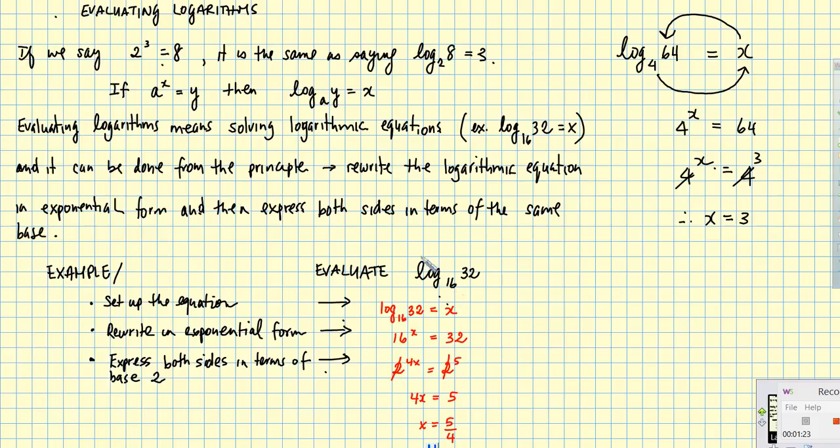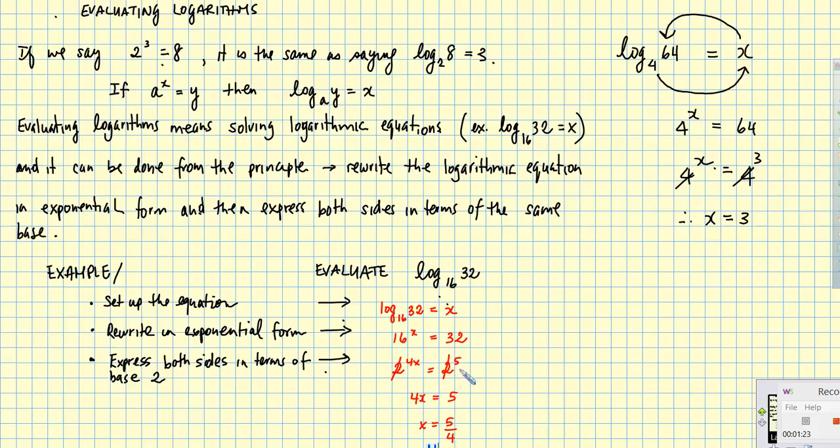For example, if I had evaluate log base 16 of 32, so what the question is asking, 16 raised to the power of what is going to give me 32? So I will bring these down to the same bases, and I will set it equal to x first. So I'll say log base 16 of 32 equals x. 16 raised to the power of x equals 32. I get a common base if possible, and in this case it is possible. It's 2 raised to the power of 4 gives me 16.